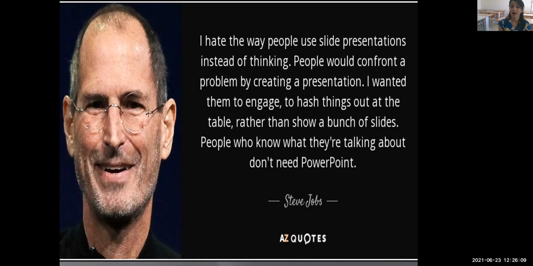Pay attention. I hate the way people use slide presentations instead of thinking. People would confront a problem by creating a presentation. I wanted them to engage, to hash things out at the table, rather than show a bunch of slides. People who know what they are talking about don't need PowerPoint.